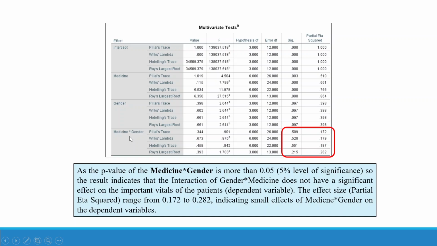So this is the interaction term, medicine into gender. See the p-value. All of them are having a value more than 0.05. Let's write the interpretation: the p-value of the medicine with gender, the interaction term, is more than 0.05. So the result indicates that the interaction of gender and medicine does not have a significant effect on the important vitals of the patients. The effect size, the partial eta squared, ranges from 0.172 to 0.282. Very small effect is there, indicating a small effect of the interaction term on the dependent variables.